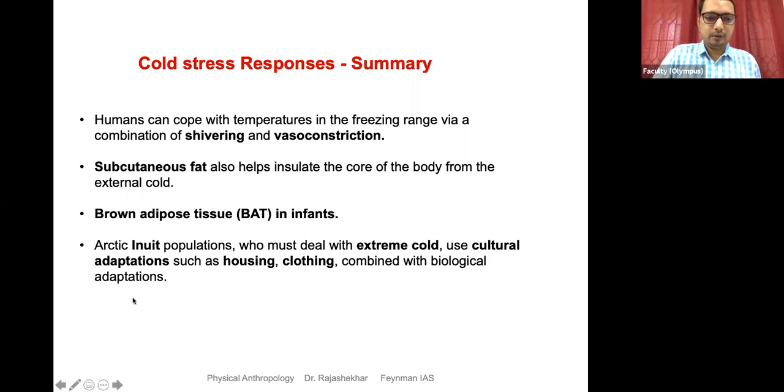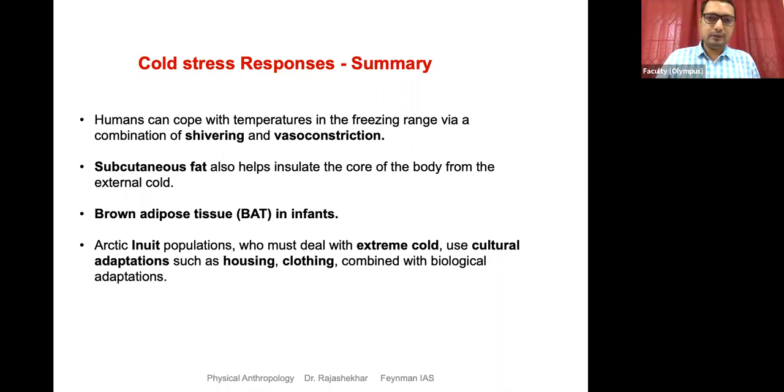So also we talked about Inuit populations, how they deal with cultural adaptations like housing, clothing, plus physiological and biological changes. So we discussed this aspect together. This is not a very complex topic. Here, the core idea and examples are important. So it's easier. And as I was telling you, questions are regularly coming from this part, mostly asking how do you respond.